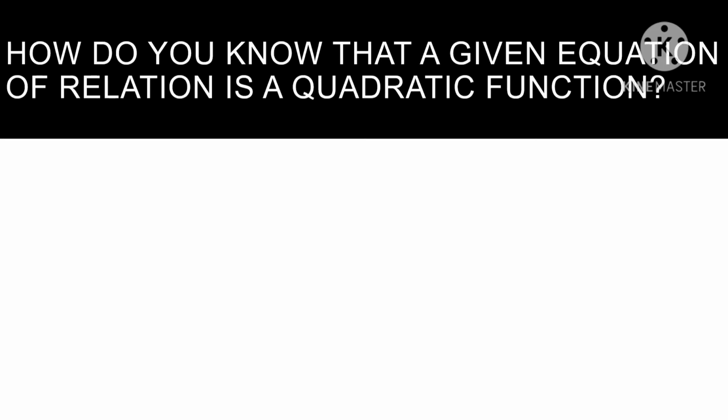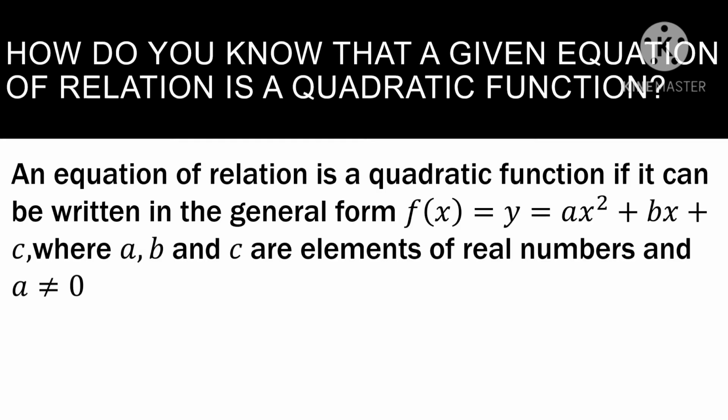Let's proceed to equation of relation. How do you know that a given equation of relation is a quadratic function? You have to remember that an equation of relation is a quadratic function if it can be written in the general form f of x or y equals ax squared plus bx plus c, where a, b, and c are elements of real numbers, and a should not be equal to 0.